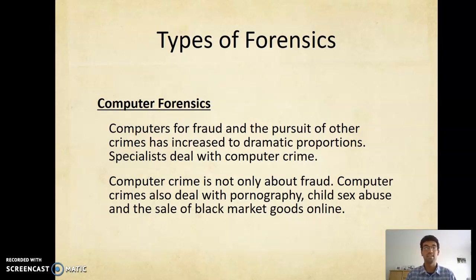So, the first one that we see is computer forensics, which is highly emphasized nowadays. As you can see, computers are used for fraud and pursuit of other crimes has increased to dramatic proportions. With everything being on computers nowadays, it's very emphasized. Specialists deal with computer crimes such as fraud, but not just that. They deal with things like pornography, child sex abuse, and the sale of black market goods online.